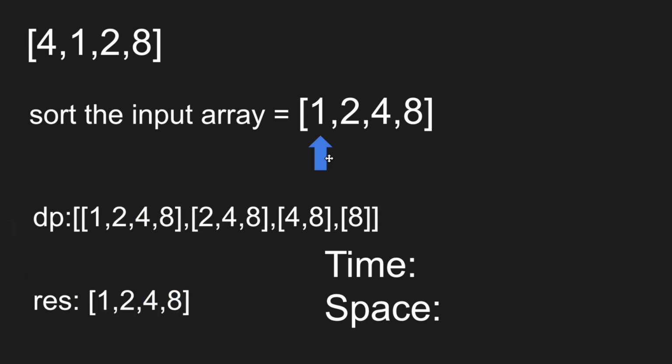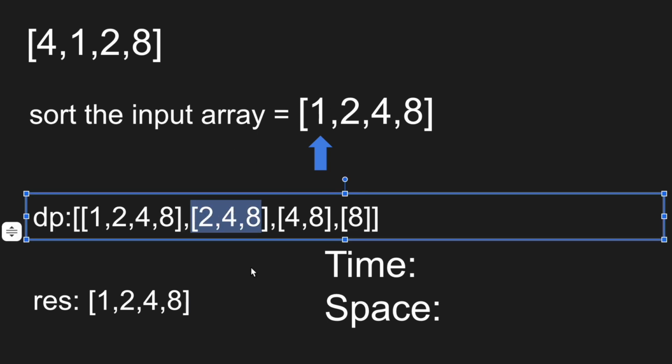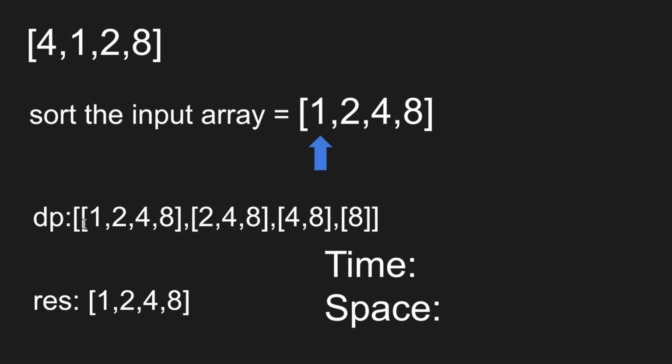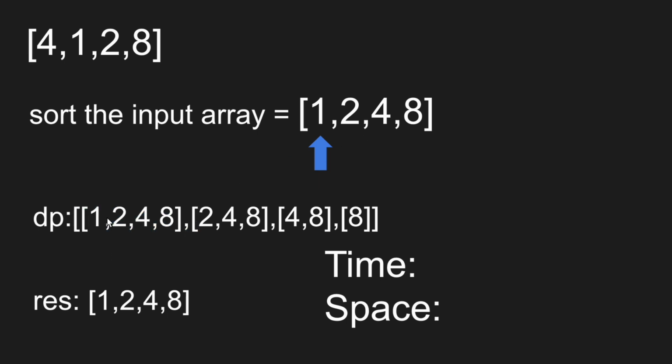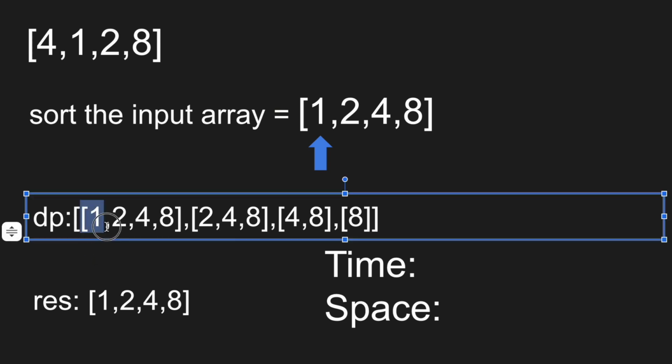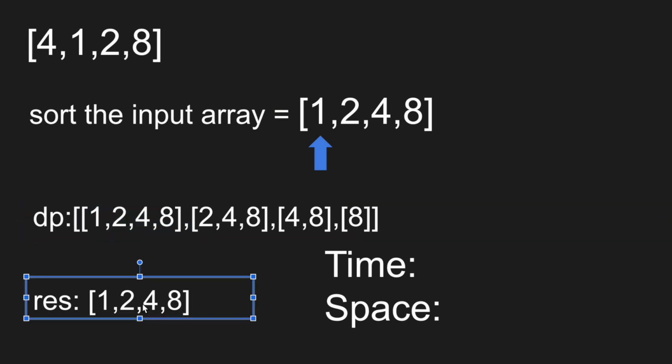And finally, we come to index 1. 2 can divide by 1, so we combine 1 with this array. 4 can divide by 1, but this array is still larger. 8 can also divide by 1, but this array is still larger, so we keep the DP as this. And then we update the result with the largest length, which is this one. And then we can return this as our result.